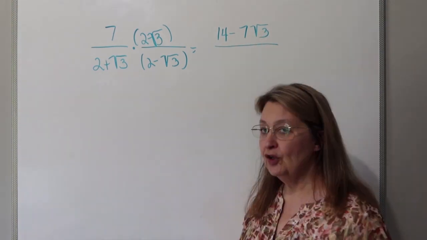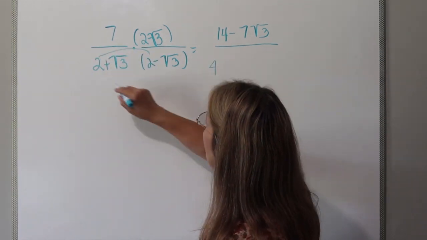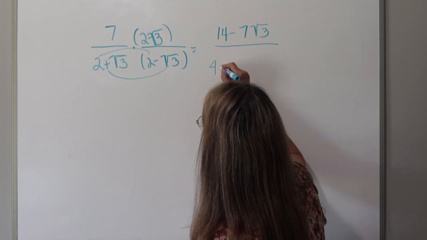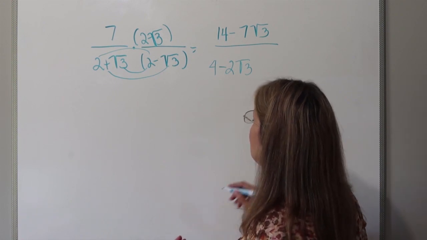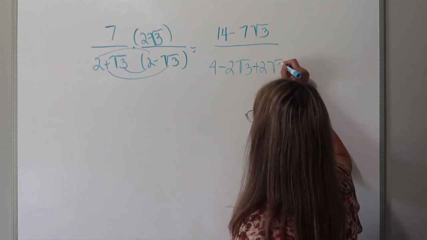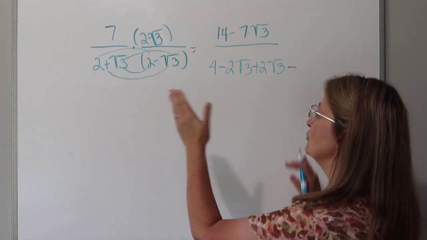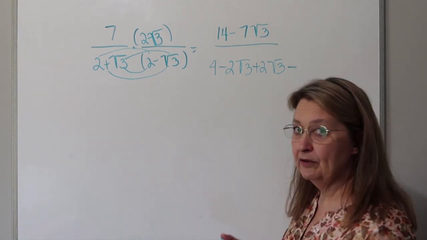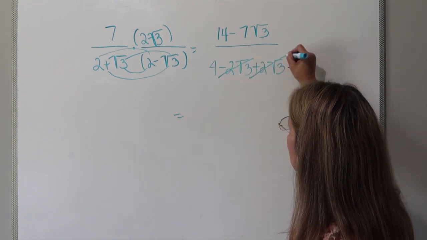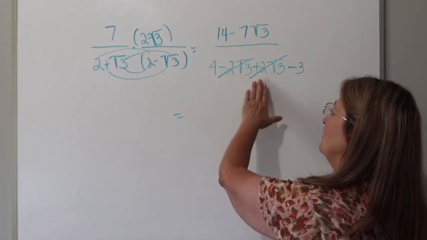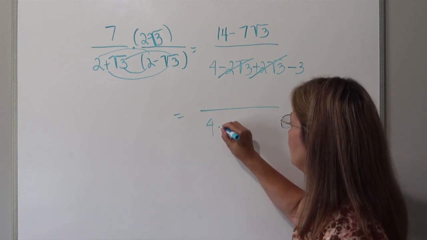Down here on the bottom, I'm going to use the FOIL method. So 2 times 2 is 4. And then 2 times negative square root of 3 gives me negative 2 square root of 3. Square root of 3 times 2 gives me positive 2 square root of 3. And then my last two, negative times positive gives me negative. Square root of 3 times square root of 3 is square root of 9, which is 3. So let's clean this up. These two, the 2 square root of 3, I've got one negative, one positive. That makes 0. So now what I have left in my denominator is 4 minus 3.